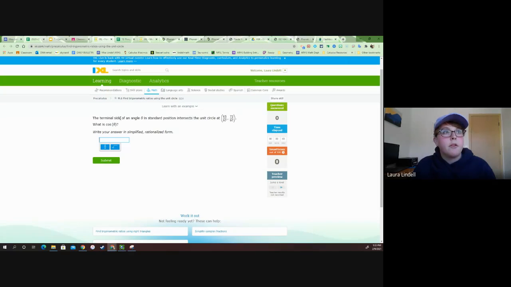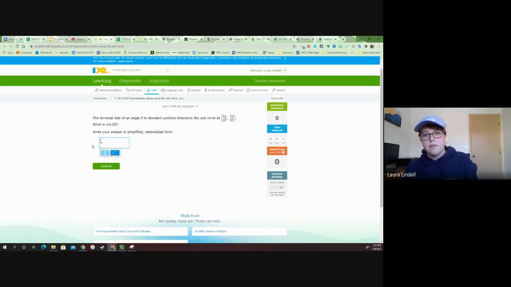Okay, the terminal side of an angle in standard position intersects the unit circle at (65/97, 72/97). So it's pretty much exactly the question that we just had, but with the coordinates switched around. What is cosine of theta? So we just grab the x value. Make a fraction. Make sure you hit the fraction button first, otherwise it doesn't seem to recognize it.